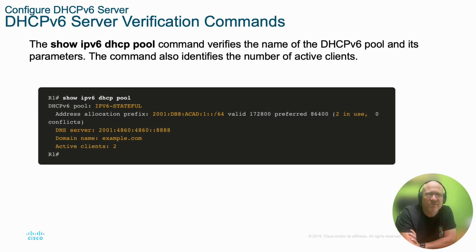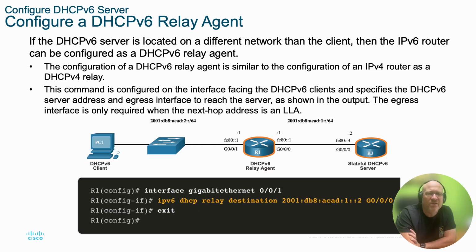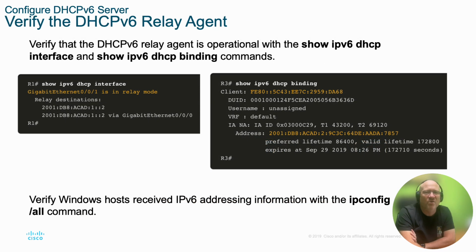Usual verification commands, it's actually very similar to v4, but obviously you stick IPv6 in the way, and you've got show ipv6 dhcp pool and show ipv6 dhcp binding. And finally, the relay: you always put it on the interface that is learning, telling it from the network it's learning from, as long as that network is routable and learned within the routing table of the router that you're configuring. And again, you can just do a show on the interface, or show all the bindings.